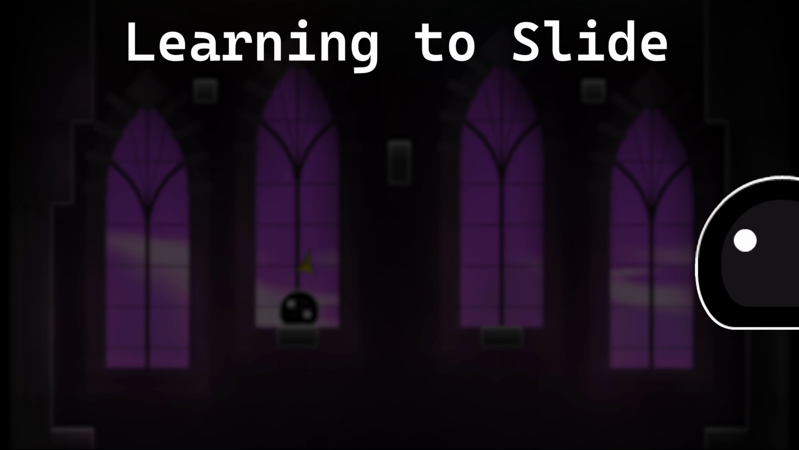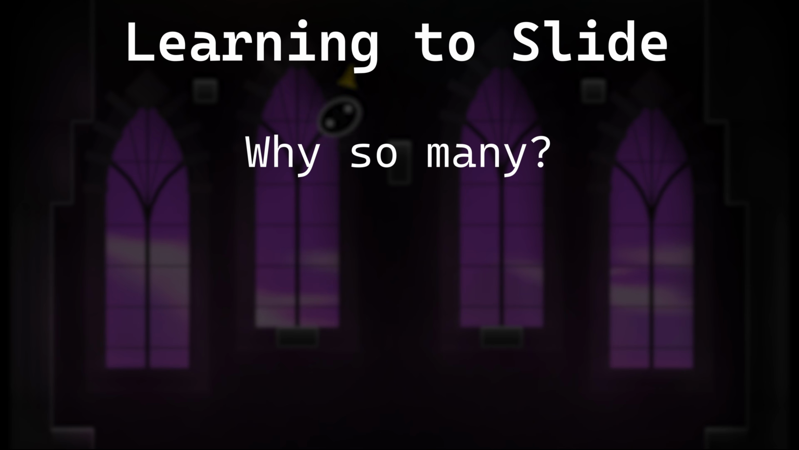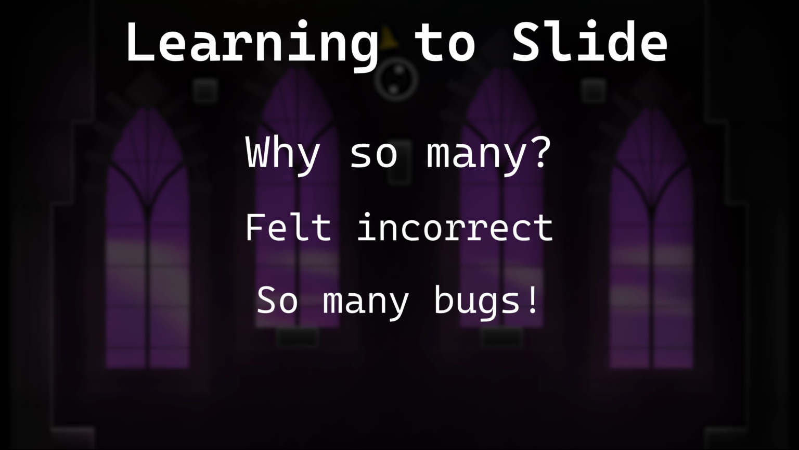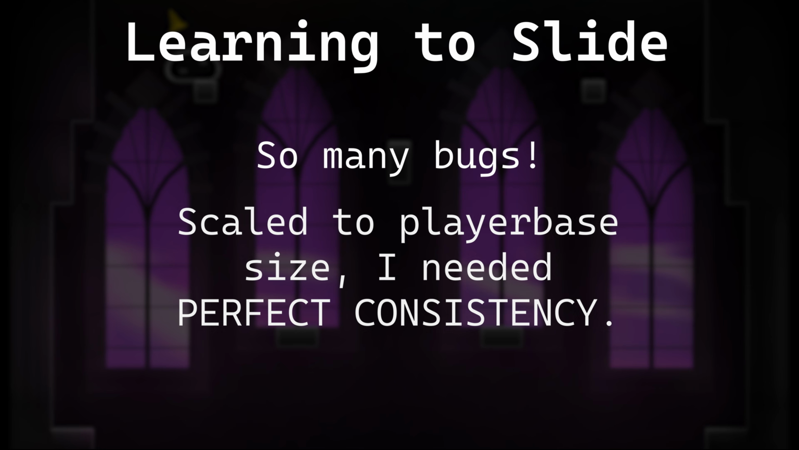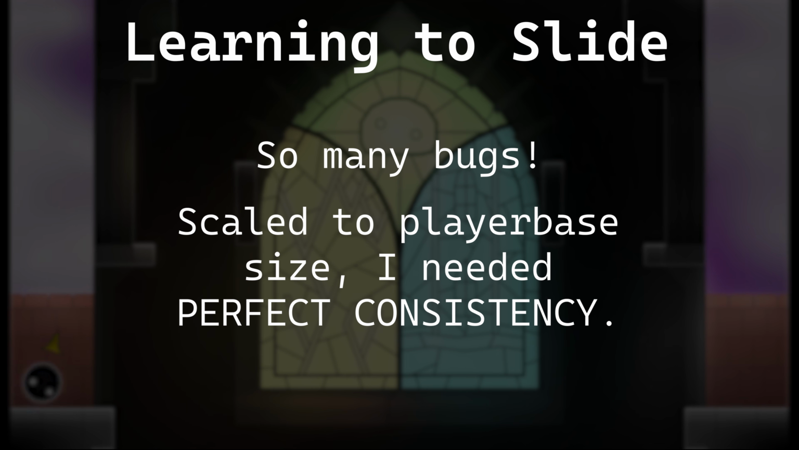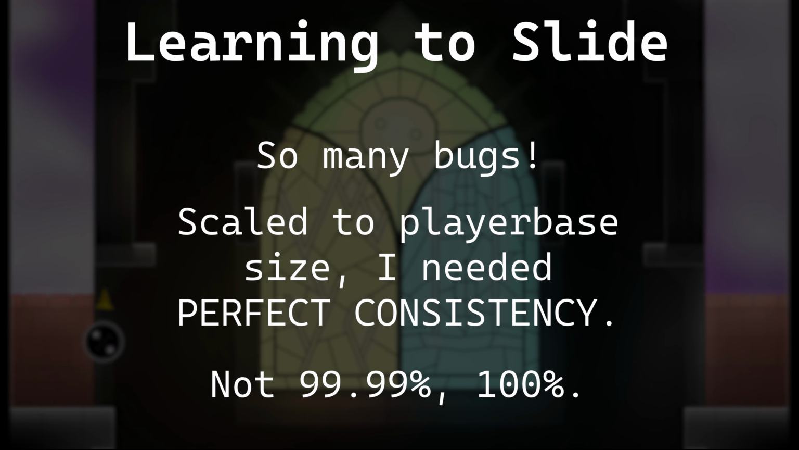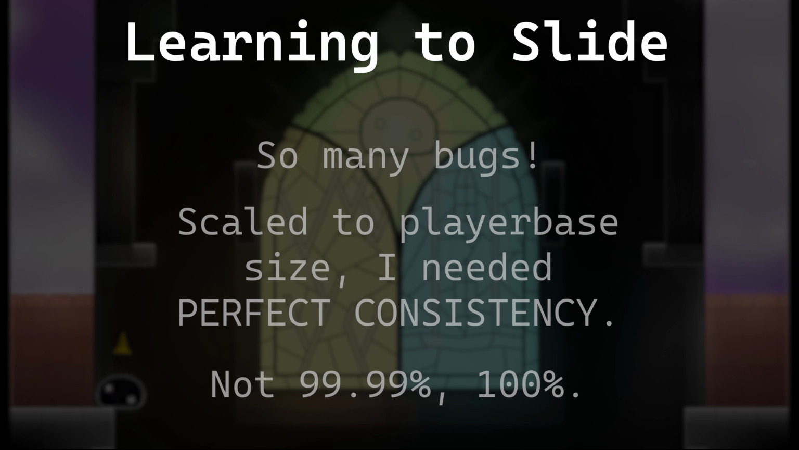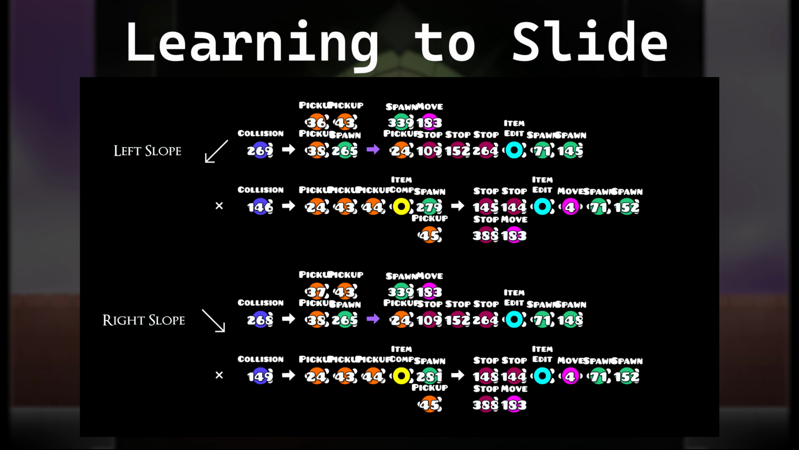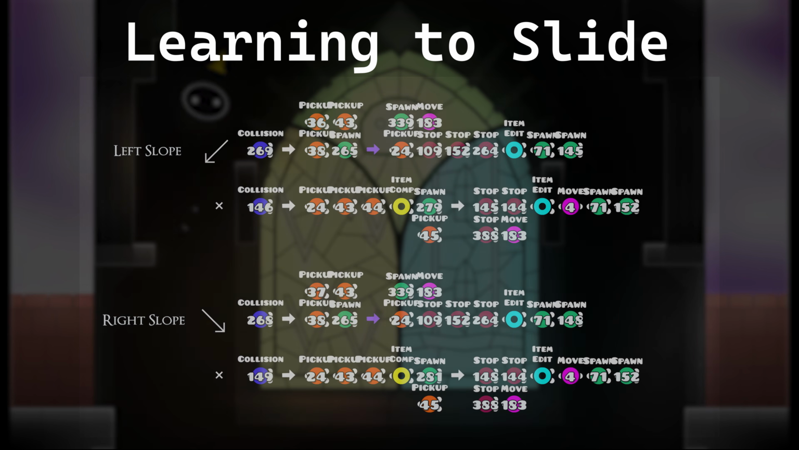Every revision I made either felt wrong or had rare bugs that made me rewrite the code completely. Even if it would bug out 1 in every 1,000 slides, across tens of thousands of players doing hundreds of slides, it just simply wouldn't work at all. Slopes are very complicated because they involve a lot of movements at once. Let's start from the beginning.